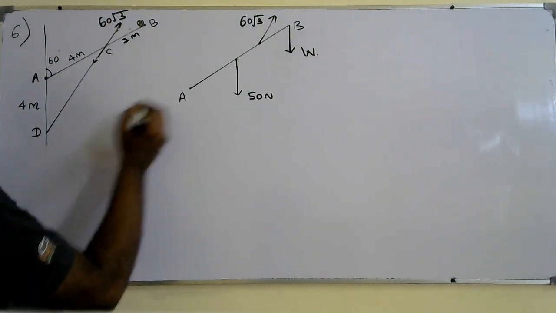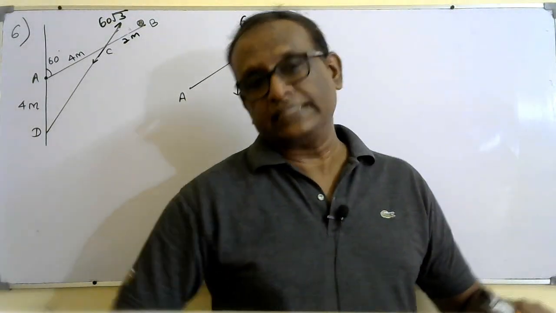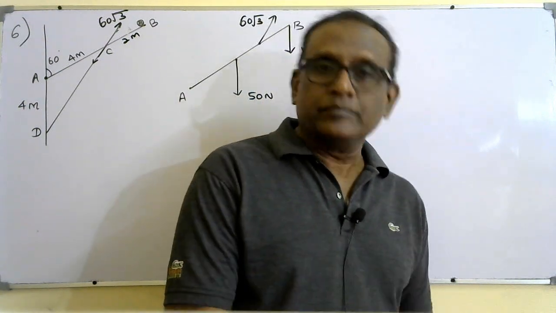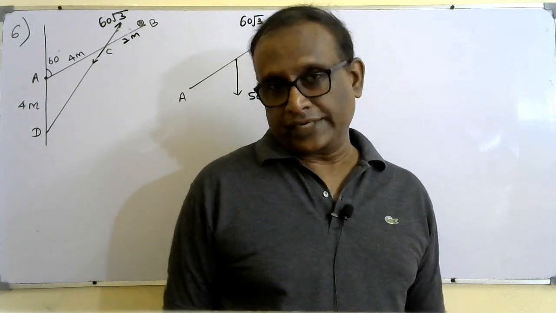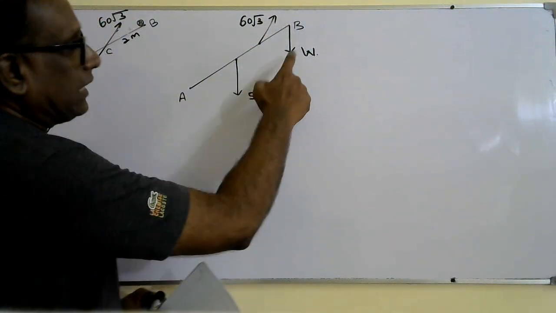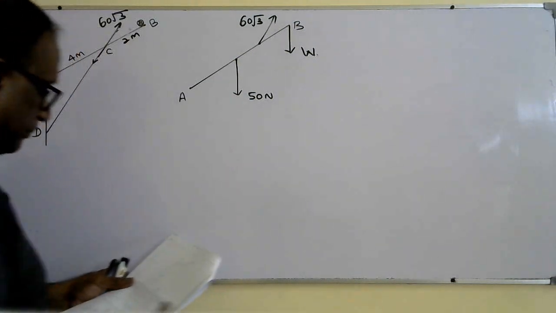When we take moment about A, there will be a force at the hinge. We don't know the direction, we don't know anything about it. So we will take moment about A, then that force will not be included in our equation. So the unknown forces won't be included, which means we can have only one unknown force W. We can find it easily. Okay, we'll take moment about A.